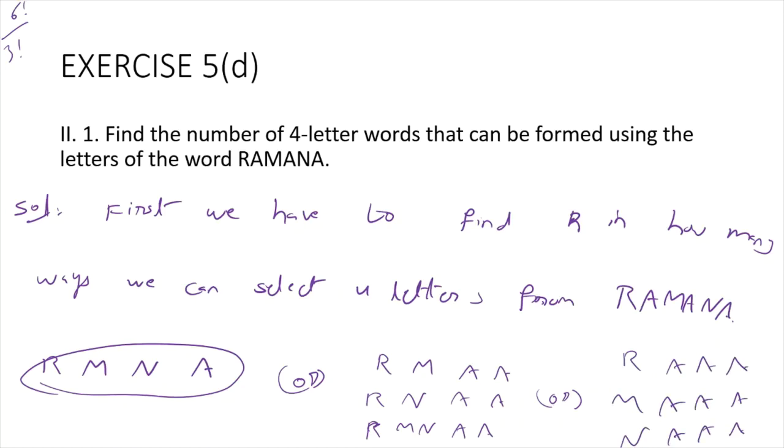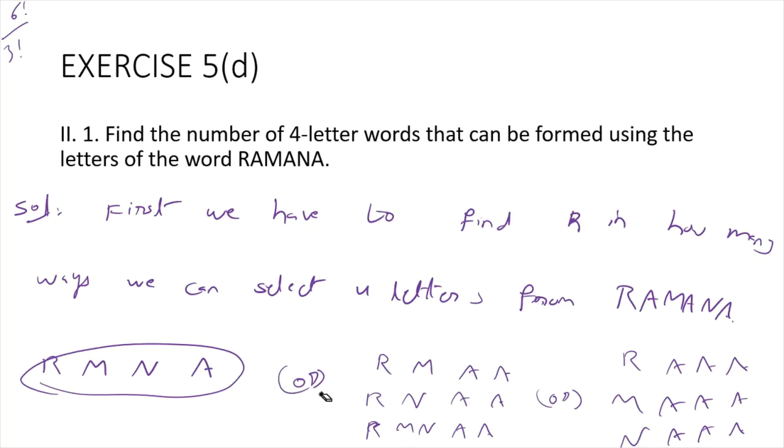So first we have to select 4 letters from the given 6 letters. After selecting these 4 letters, we can find out how many 4 letter words can be formed using these 4 letters. So try to understand the question first of all. The question is to find how many 4 letter words can be formed using the letters of the word Ramana.